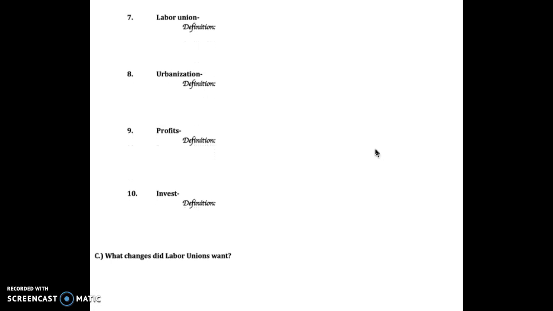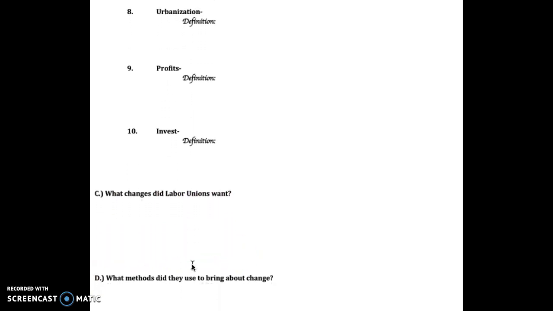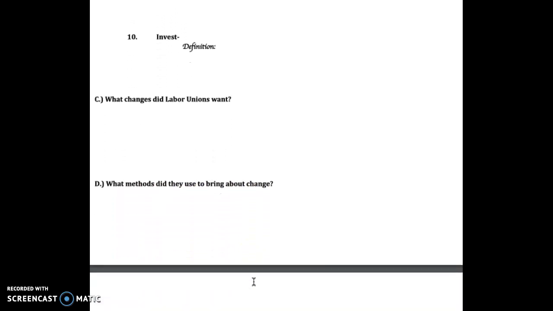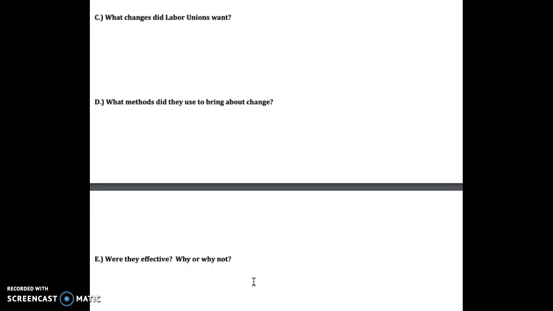And then down at the bottom, you're going to talk about what changes labor unions wanted. So what were they trying to get to happen? What methods they used to bring about that change? Whether they were effective or not, using supporting evidence.